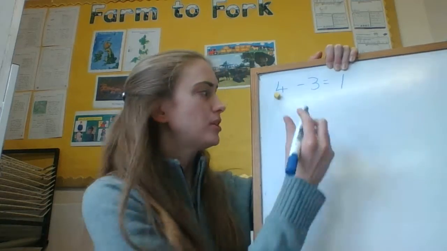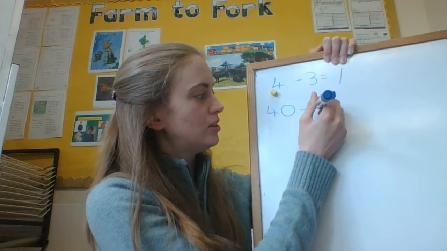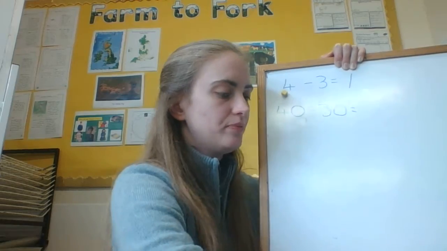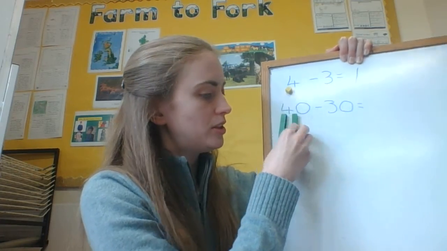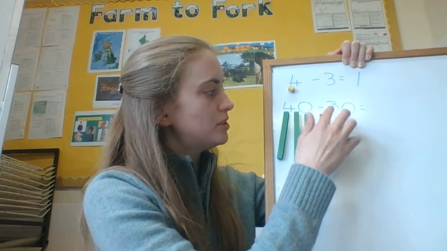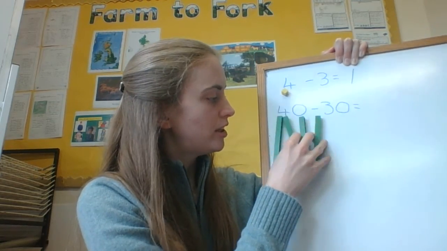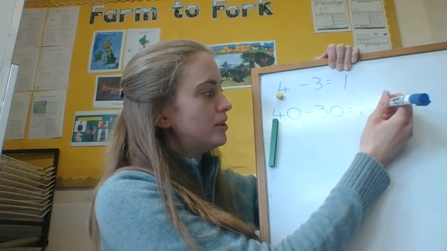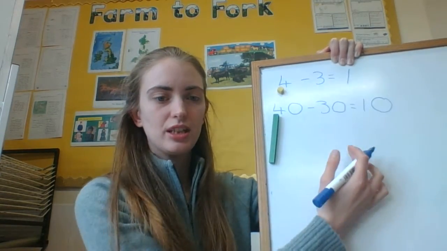And this also works with tens. So if I have 4 tens, take away 3 tens, 40 take away 30, so I've got my 4 tens, 1, 2, 3, 4, and I want to take away 30, take away 3 tens. So I'm going to take away my 3 tens and I'm left with 1 ten. 40 take away 30 is 10. And that's how we can use that to help us.